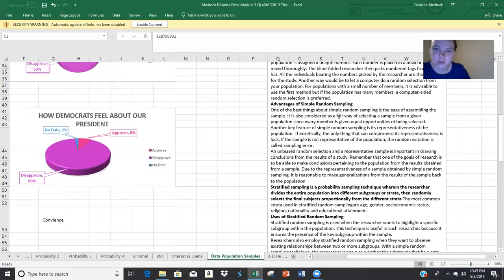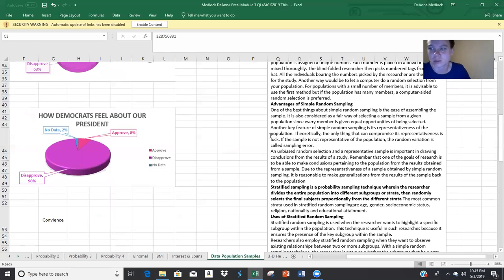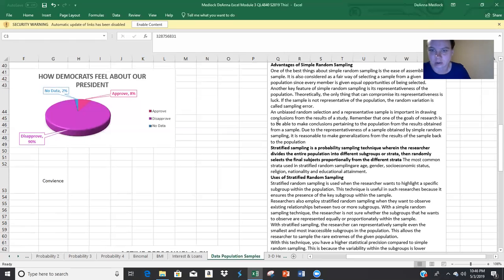So the advantages of simple random sampling: one of the best things about it is the ease of assembling the sample. It's also considered a fair way of selecting a sample from a given population, since every member is given an equal opportunity of being selected. Another key feature of simple random sampling is that it's representative of the population. Theoretically, the only thing that can compromise its representativeness is luck. If the sample is not representative of the population, the random variation is called a sampling error. And that's an unbiased random selection, and a representative sample is important in drawing conclusions from the results of a study.